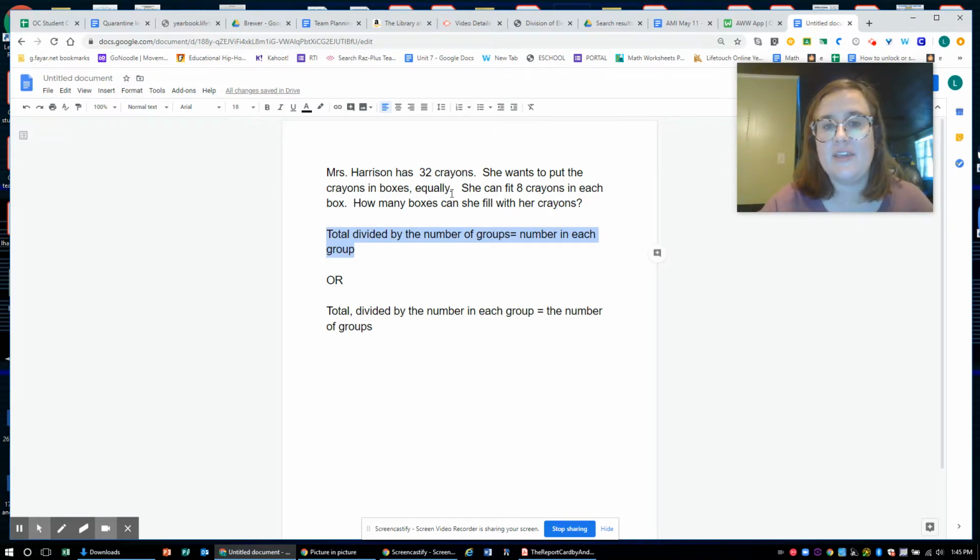Whenever we have equal groups, we're always talking about multiplication or division. In this case, because you know the total, but you're missing either the number of groups or the number in each group, it's not multiplication, it's division. Now, that doesn't mean you can't use multiplication to solve. I bet some of you out there are thinking, but Mrs. Harrison, they work together, and they do. They have a really strong relationship. And we can talk about that a little bit as we get into solving this problem.